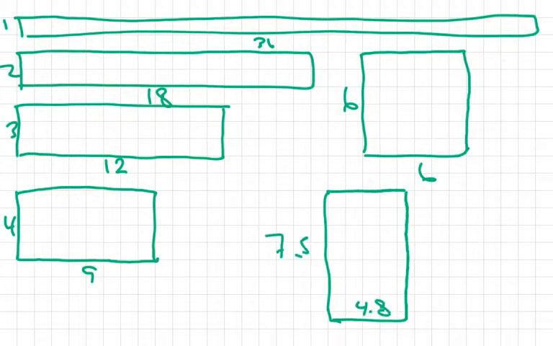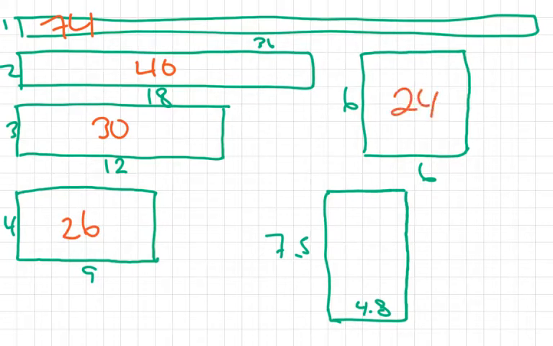All right, now E says determine the perimeter of each rectangle. So now I'm going to find their perimeter. That means I need to add up all the side lengths. So 36 plus 36 plus 1 plus 1 is 74. 18 plus 18 plus 2 plus 2 is 40. 12 plus 12 plus 3 plus 3 is 30. 9 plus 9 plus 4 plus 4 is 26. 6 plus 6 plus 6 plus 6 is 24. 4.8 plus 4.8 plus 7.5 plus 7.5 is 24.6.